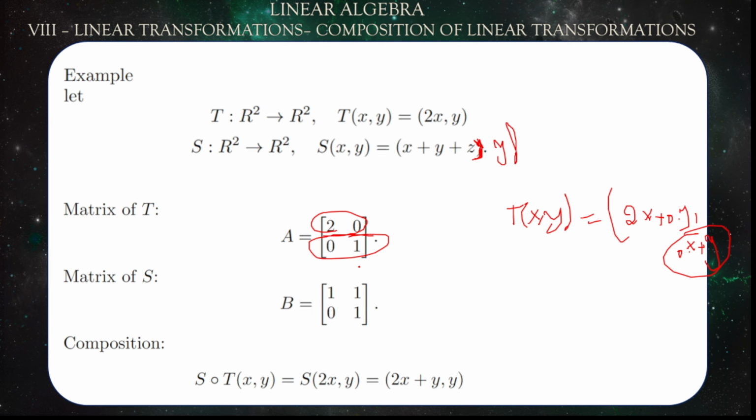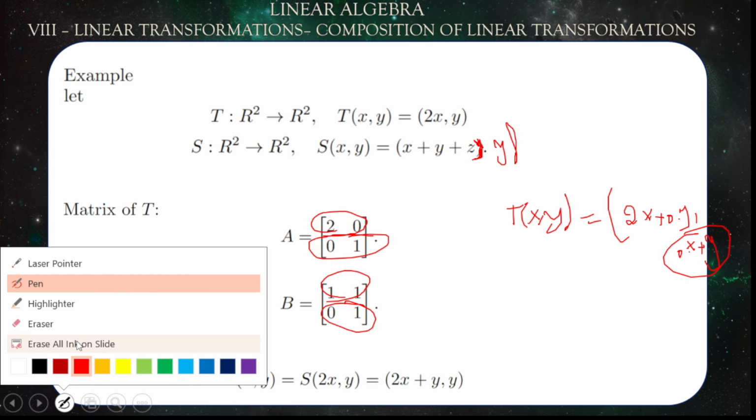That's the second row. As for the matrix of S, it's given by, okay, x and y are 1 for the first element, so 1, 1 is the first row. This is for S. Then you have for the second row, y is multiplied by 1, but x is 0, so 0, 1.